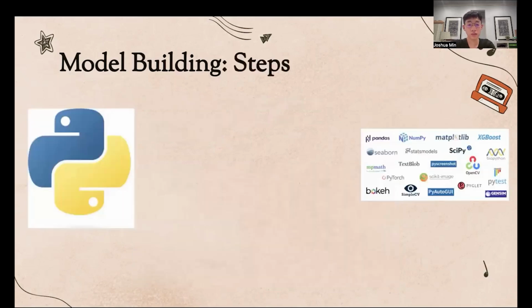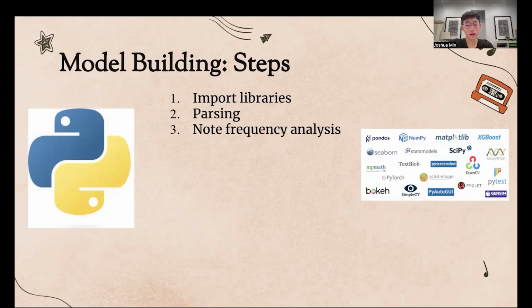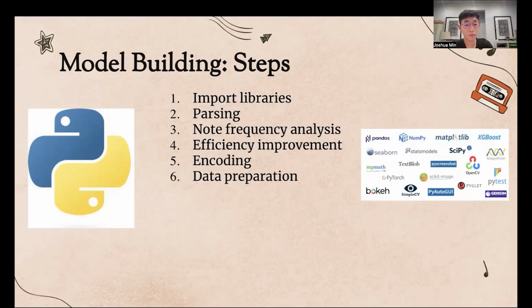Now I'll be going over the model building steps. First, I imported libraries such as Music21, Matplotlib, and NumPy. Then I used Music21 to extract chords and notes. Then I analyzed note frequency by identifying rarely played notes. Next, I removed rare notes to reduce computational complexity. Then I translated notes into numerical representations to process in the LSTM. Then I prepared the data by splitting it into training and seeding data sets.